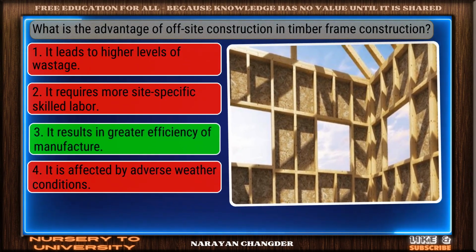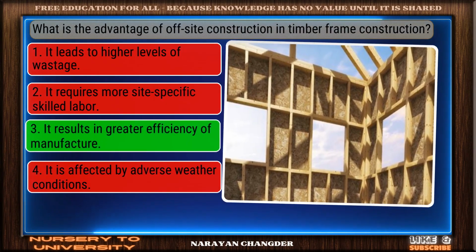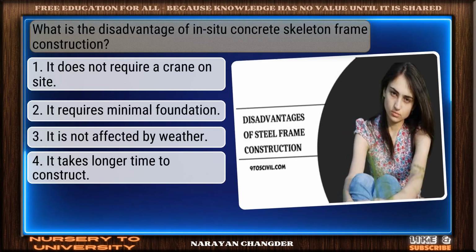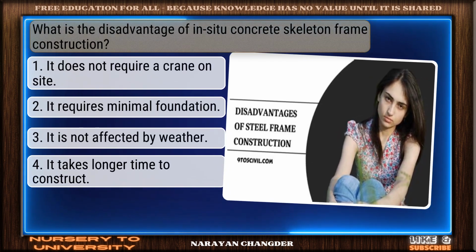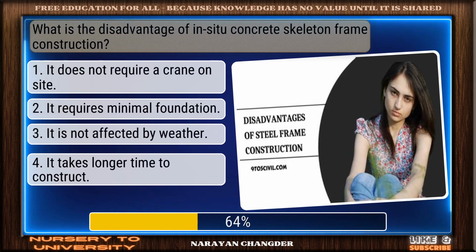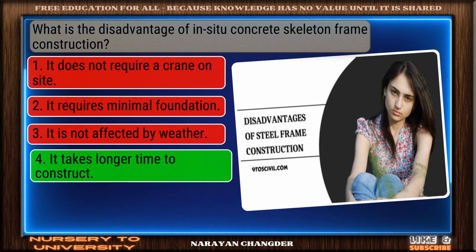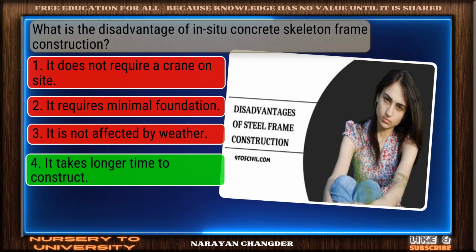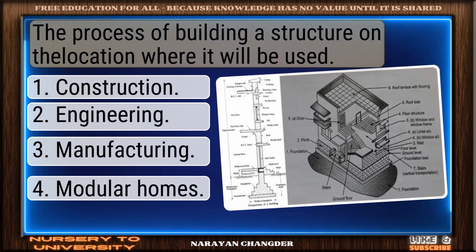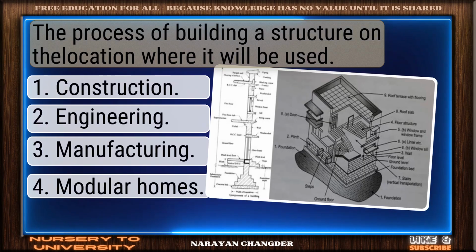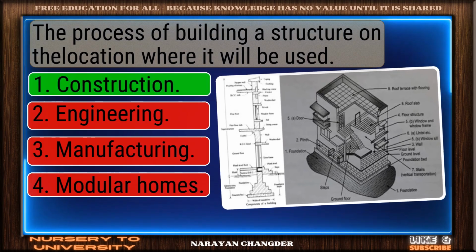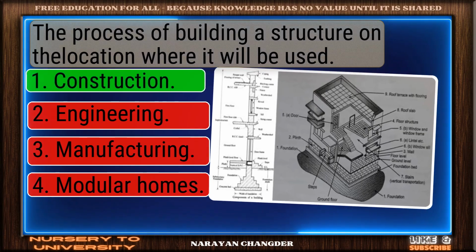Great thinking. It results in greater efficiency of manufacture is the right choice. What is the disadvantage of in situ concrete skeleton frame construction? Excellent. It takes longer time to construct is a brilliant choice. The process of building a structure on the location where it will be used. You chose construction, and it is correct.